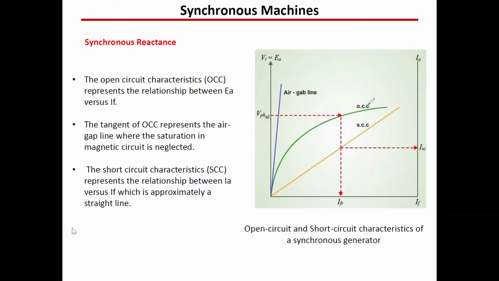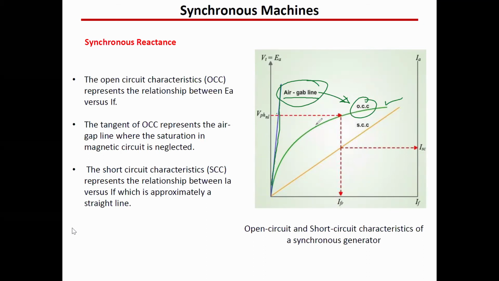If we draw the OCC, the open circuit characteristic curve, as is from the test, we'll have a nonlinear curve. If we draw the theoretical one, which is basically what's called the slope for this one, it's called the air gap line. So the air gap line is like the theoretical version of this open circuit characteristic curve. So either we use this or we use this. Based on what? Well, this is very important also.